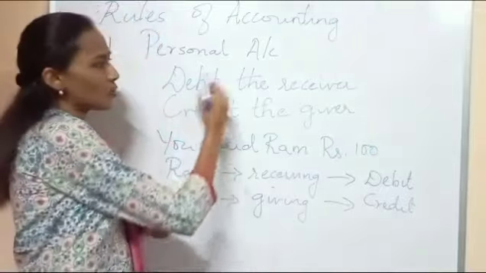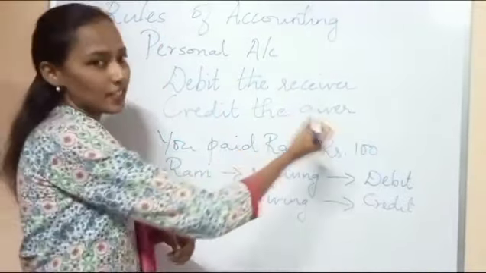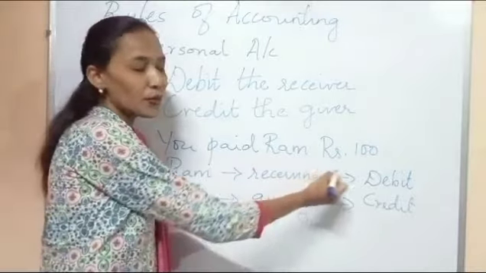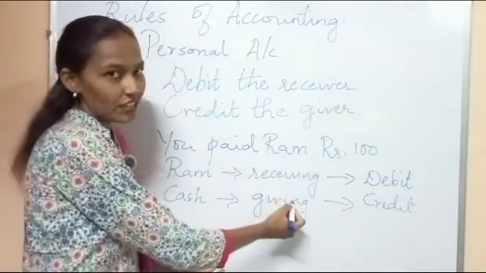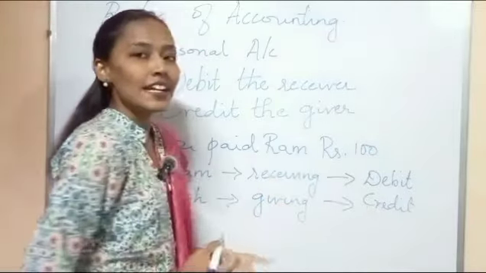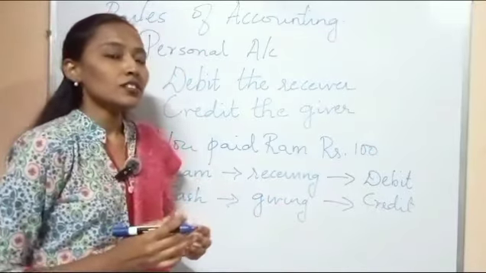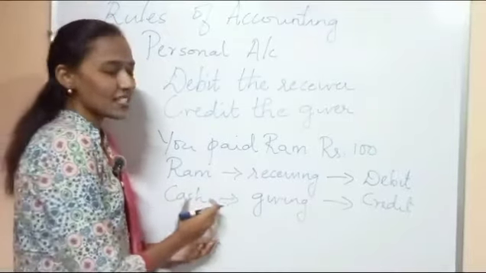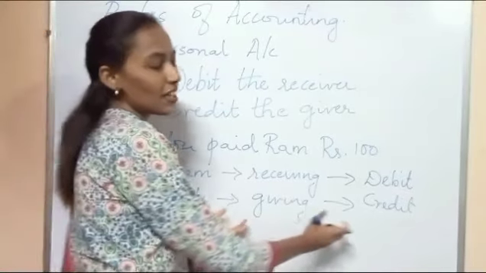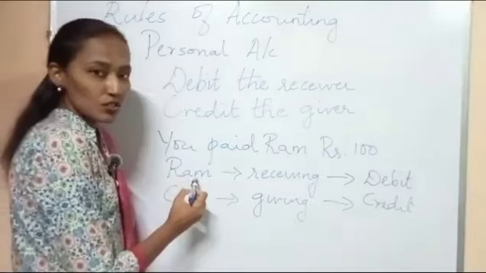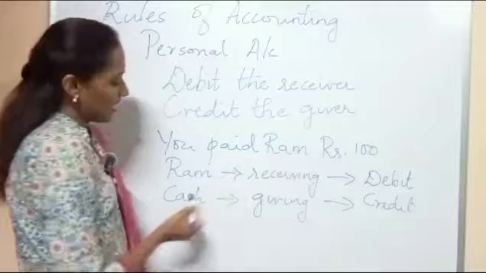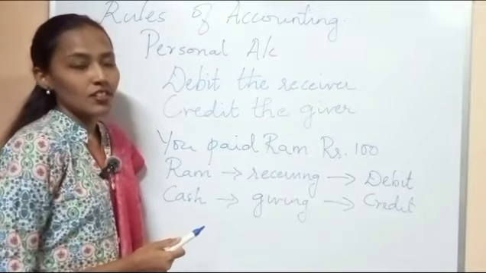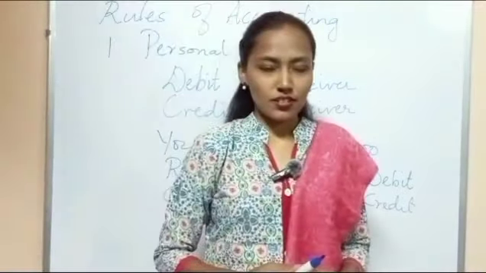So, the rule of personal account is debit the receiver, credit the giver. Let's understand this with an example. You paid Ram rupees 100. Ram is receiving the money, so his account is to be debited. Okay, so the person who is giving, in what form does he give? He gives in the form of cash, right? So, what is he giving? He is giving cash. So, cash has to be credited. So Ram is receiving here, so debit, and he is giving cash. So that account is to be credited. So Ram account debited to cash account.